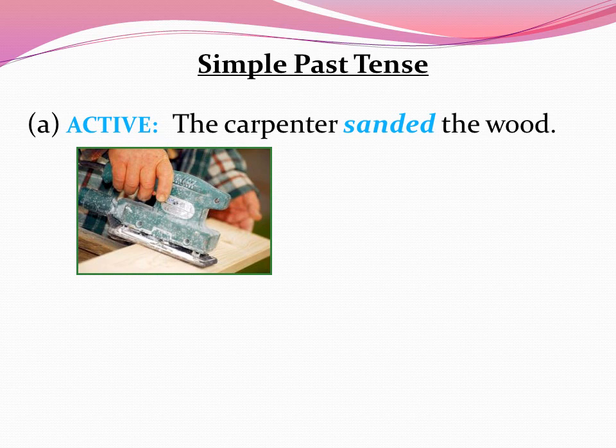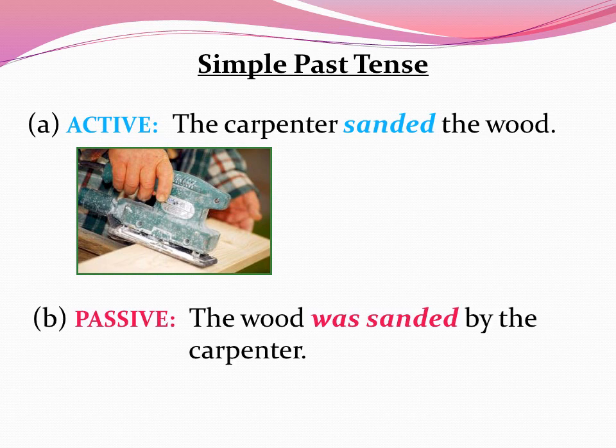Now, if we have a simple past tense, the same rule is followed, but let's see what's the difference. The carpenter sanded the wood. Here the verb sanded is in the past. It is a regular form of the verb. What did the carpenter sand? He sanded the wood, so it needs an object, which is the wood.